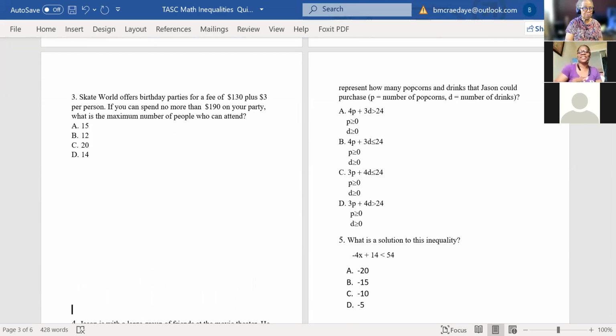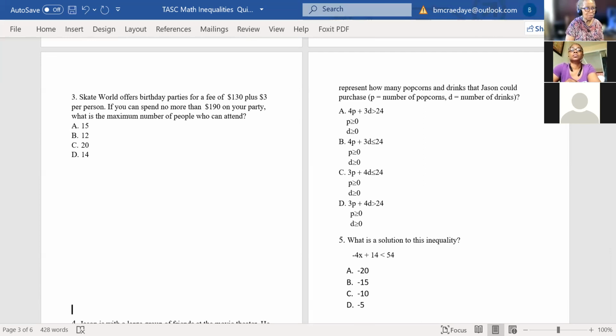Skate's word of a birthday party, a feast for $130 plus $3 per person. If you can spend no more than $190 on your party, what is the maximum number of people who can attend?